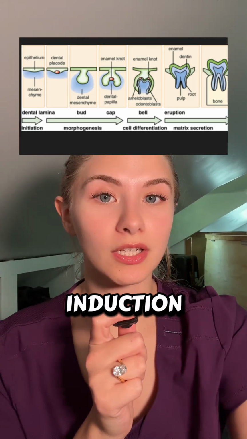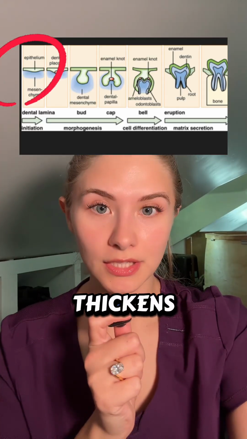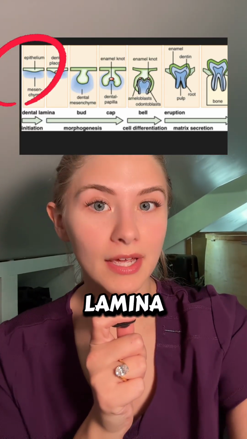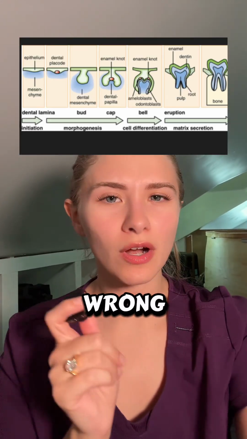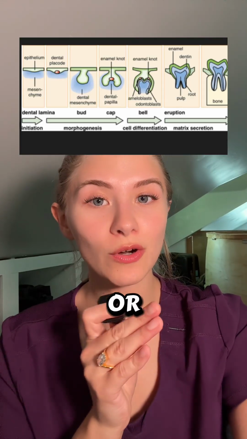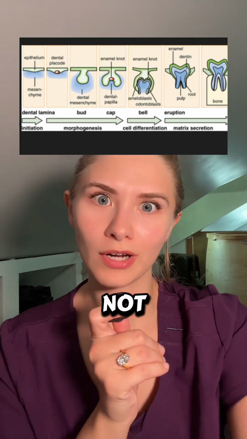The first stage is called the thickening, the induction. The oral epithelium thickens to form the dental lamina. That is your first sign of tooth formation. And if something goes wrong during this stage, that's when extra or missing teeth can form or not form.